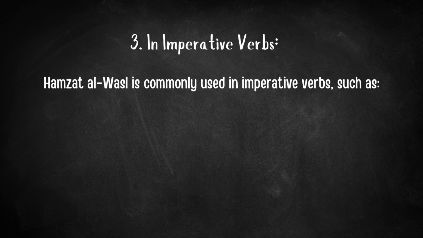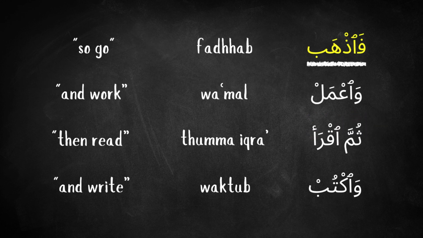3. Hamzat al-Wasl is commonly used in imperative verbs, such as فاذهب, so go. وعمل, and work. ثم اقرأ, then read. واكتب, and write.